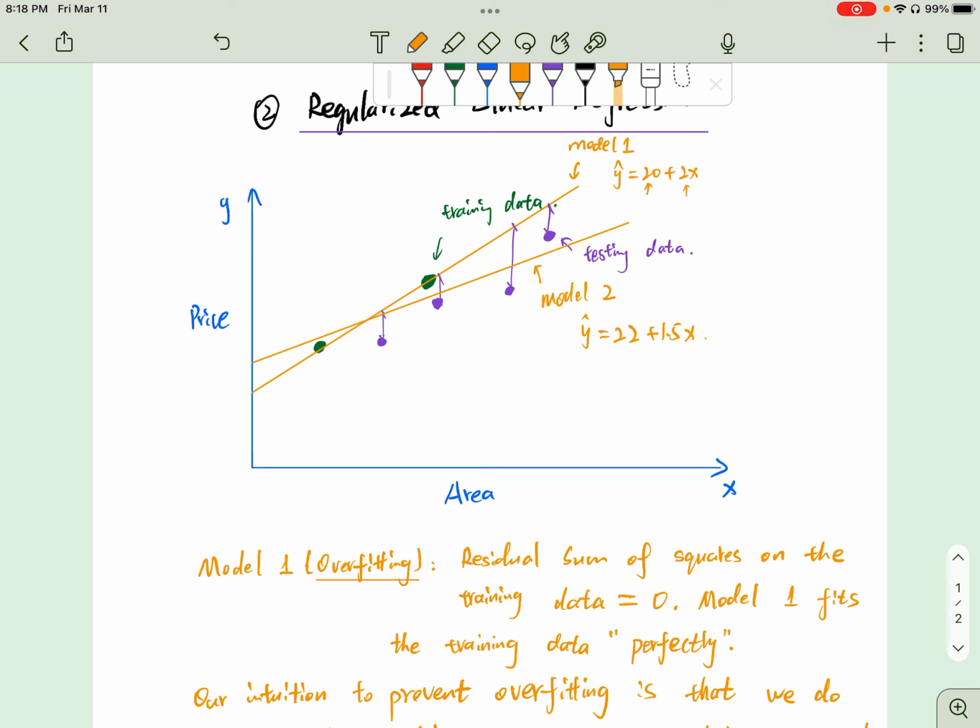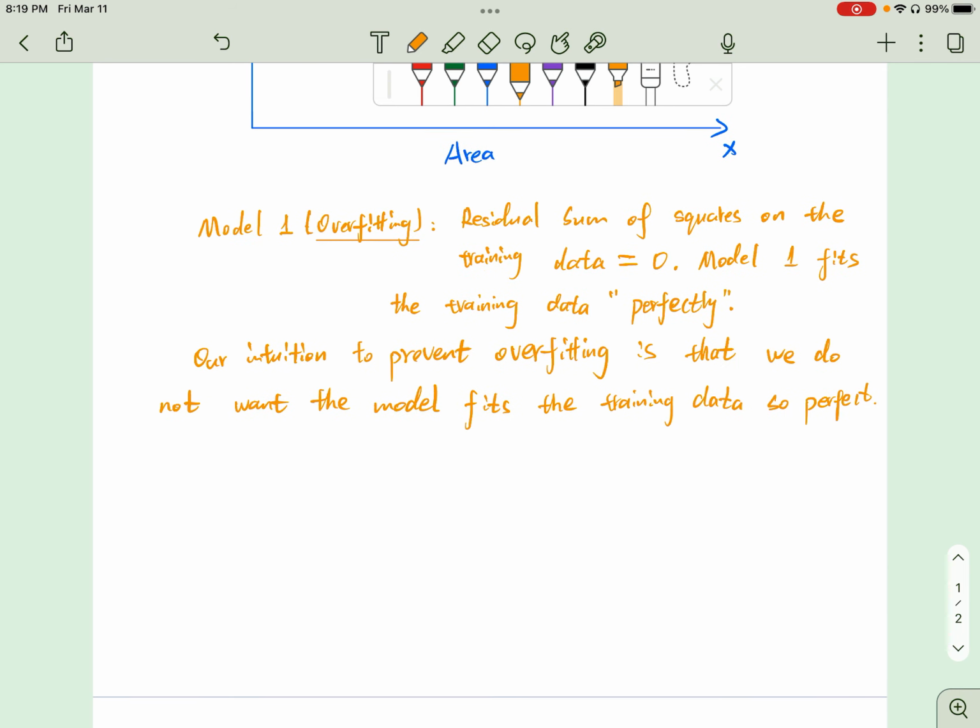We say that this model 2 is better because it has low variance. It has a much lower testing error here. When you observe these two equations, you may find that this is the slope. The slope is 2, and in this one, the slope is 1.5. You may think that if we can decrease the value of the slope, maybe the model is better. Okay, this is our intuition here. And we say that model 2 is better. Why do we say that it is better?